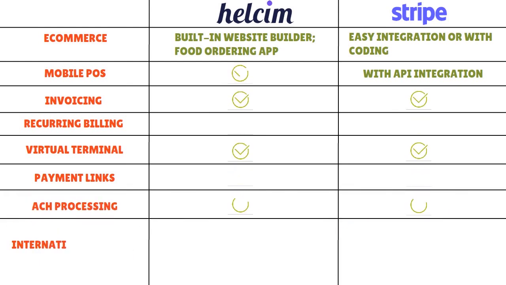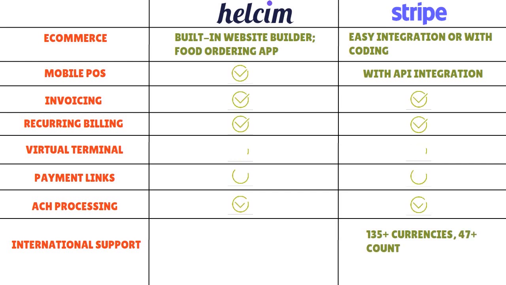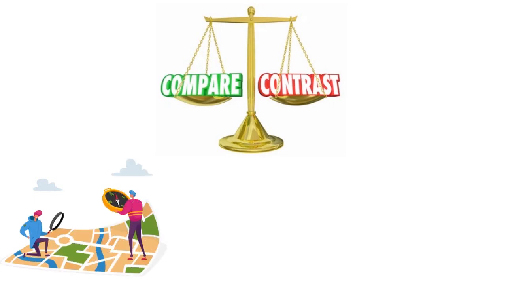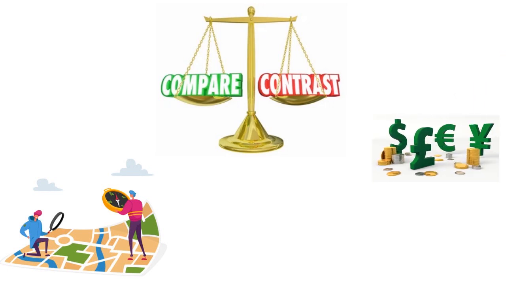For international support, this is where Stripe really wins big time, because Stripe covers more than 135 currencies in close to 47 to 50 countries, whereas Helcim is only available in two currencies and two countries. Helcim is more in North America, so that's Canada and the U.S. Those are the two countries they are in, and the two currencies are the U.S. dollar and the Canadian dollar. So Helcim is not present in a plurality of countries, at least yet.